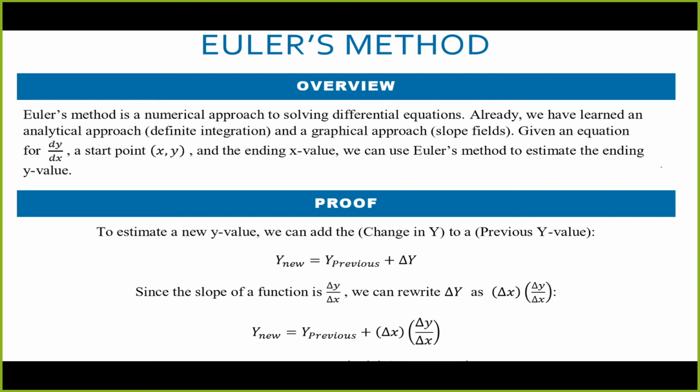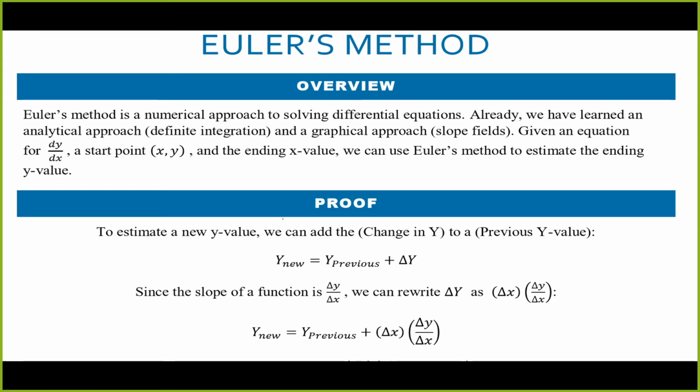Okay, last technique is called Euler's method. Euler's method is sort of an alternative to integration. We use this if we already know an equation for the differential equation. So that means we already know a formula for the slope. So what we're going to do is take an estimate of a new y value given a point and a slope.